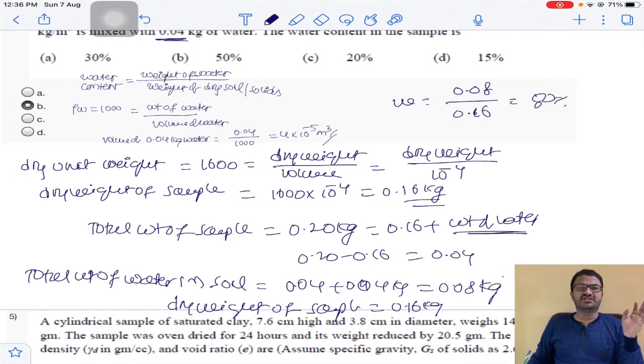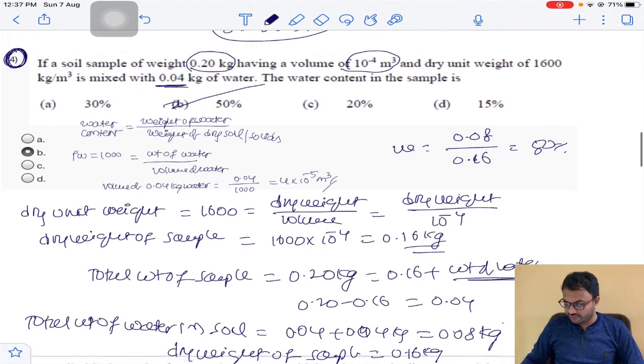This is a tricky question. Okay, generally people say it is 20% or 25%. Because from the dry weight you get 0.16, and we added 0.04. So 0.04 divided by 0.16, you will get approximately 25%. So the near answer will be 20%. Many people will not calculate the amount which is already present in the sample. They will take only weight of water as 0.04 kg. This is the tricky part of the question. So the answer will be 50%, option B for question number 4.